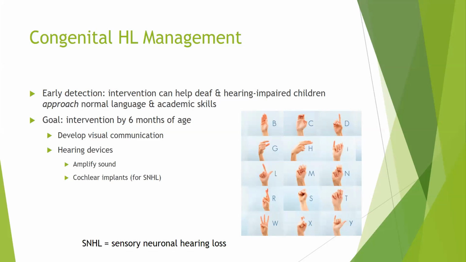We want to basically capture these children early, because if they have a congenital hearing loss, we need to manage this early. We want to provide them with alternate means of education, and we want to make sure that they're developing correctly. Basically, our goal is to intervene with these children by 6 months of age so that they don't develop a long-lasting deficit in communication. So there are hearing devices that we can use, right? We can amplify the sounds. We can utilize cochlear implants. That's used for sensorineural hearing loss.